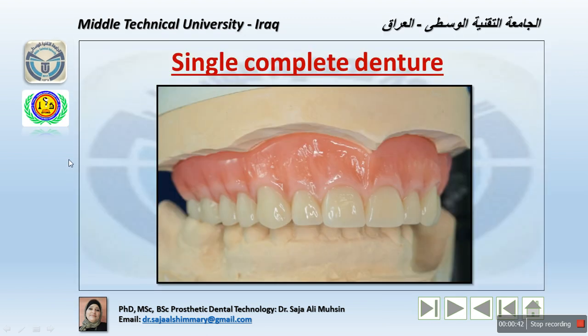Single complete denture is a complete denture that occludes against some or all of the natural teeth, a fixed restoration, or a previously constructed removable partial denture, or a complete denture, of course. Now, construction and delivery of single complete denture is more complicated than the delivery of upper maxillary and mandibular complete denture on the patient.